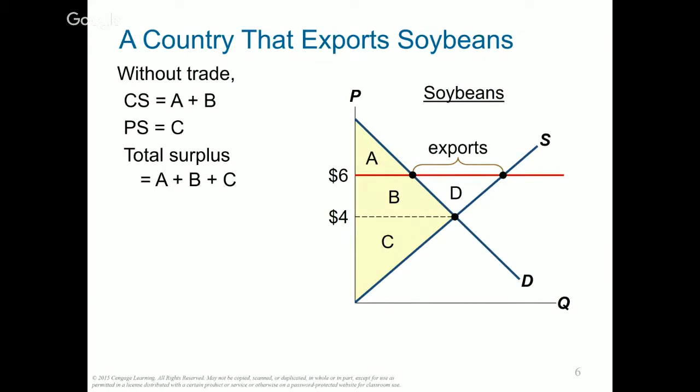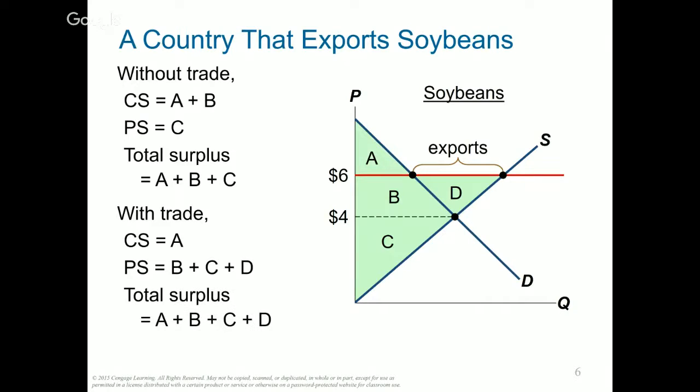Now with trade, the price goes higher. When price goes higher, consumers are worse off. So with trade, your consumer surplus is only area A. They lose the area B over here. And for producers, with trade, the price is higher. So with trade, their surplus is B, C, and D, and your total surplus is A, B, C, D. If you compare before trade and after trade, we gain this little area over here. D is what we gain from trade, and therefore D is called gains from trade.